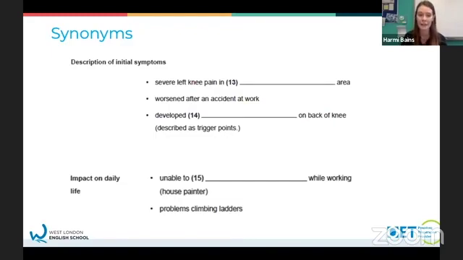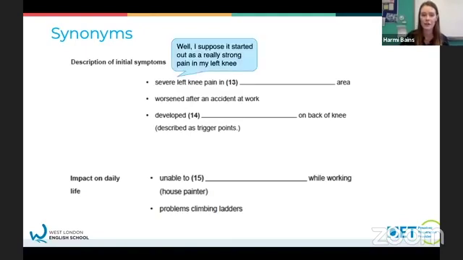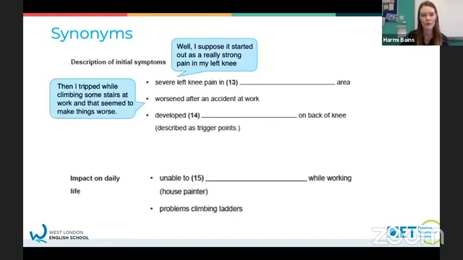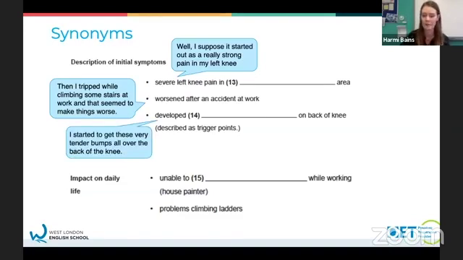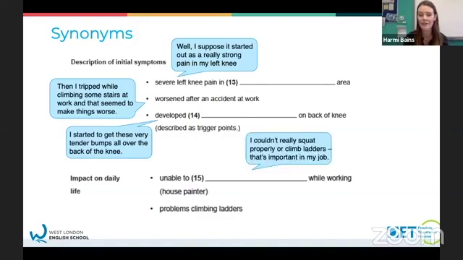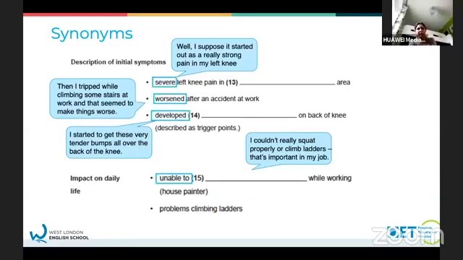Now, this is a different extract. We can see here with our headings, we're looking at description of initial symptoms, and then the impact on daily life. I'm going to show you some of the transcript. Here in the audio, you'll hear: I suppose it started out as a really strong pain in my left knee. Then I tripped while climbing some stairs at work, and that seemed to make things worse. I started to get these very tender bumps all over the back of my knee. I couldn't really squat properly or climb ladders. That's important in my job. So here we've got severe, worsened, developed, and unable to.